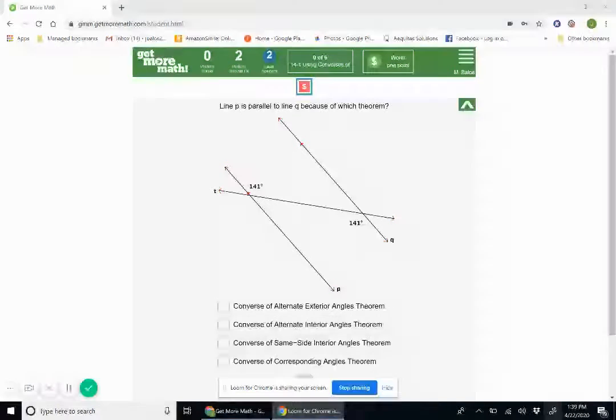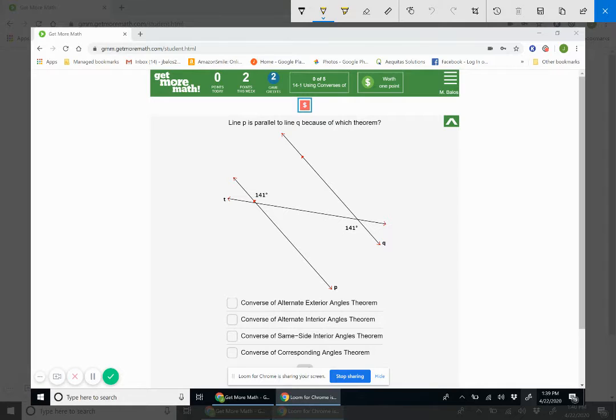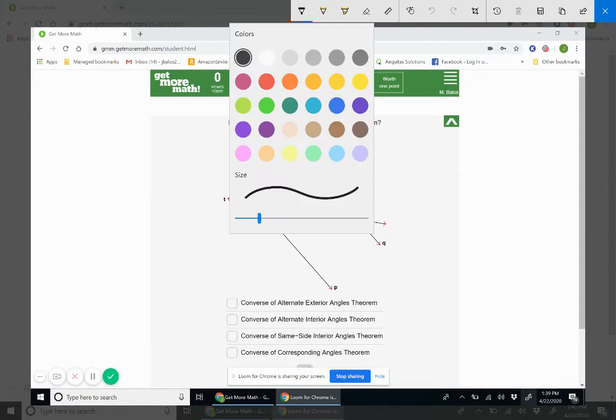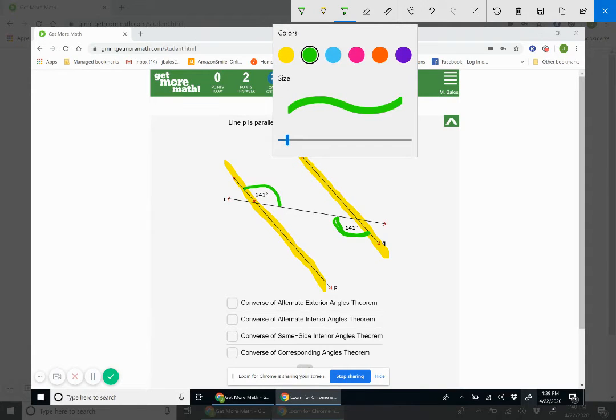The first thing you got to do is to figure out what kind of angles the two marked angles are. How do they relate to each other? What kind of angle pair are they? In this case, we've got this one right here and this one right here. Look for your two lines. We've got this line and this line. And the transversal is the one that goes right through those two lines right here.